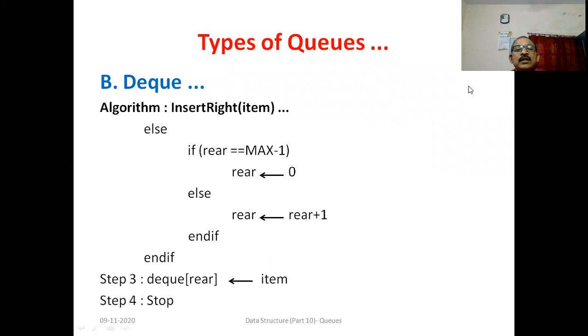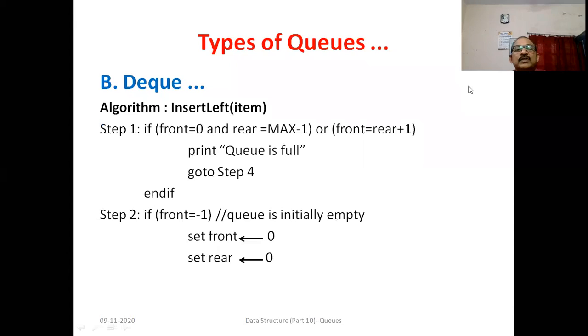Now, if rear is equal to max minus 1, we simply set rear is equal to 0, else rear is equal to rear plus 1. Next step, DEQUE rear is equal to item. Next, stop. Insert left. First step is similar to the insert right. Next step, similar to the insert right.